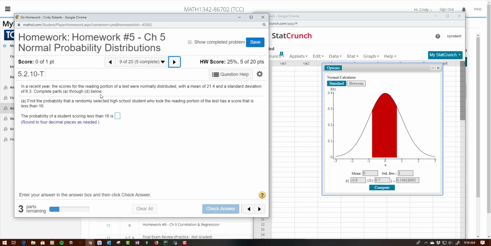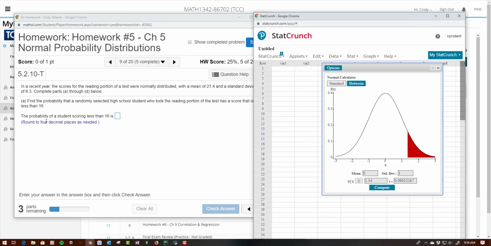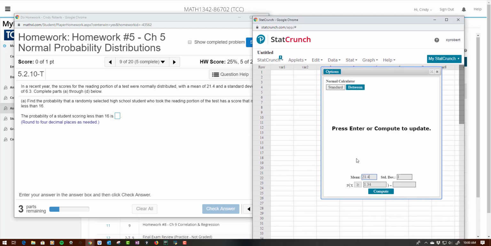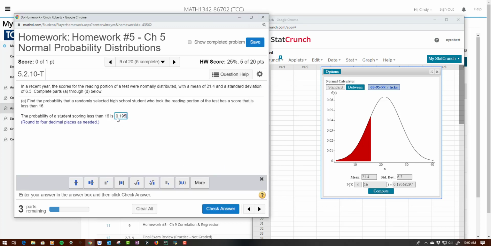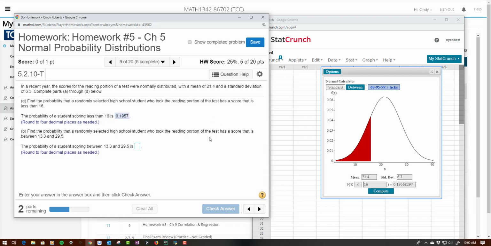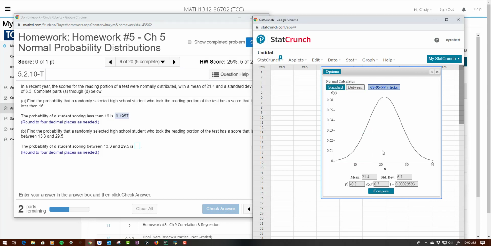All right, something like this. It says, in a recent year, the scores for the reading portion of a test were normally distributed. That means a normal curve. This is going to be a less than, so I need the standard. The mean now is not standardized, so this is typically where you would have to use z equals x minus mu over sigma, which is going to be your 16, minus the 21.4, and then divided by the standard deviation of 6.3. I want the probability that the score is less than 16. Ba-bam! And so I can go right here and put in 0.1957 rounded.